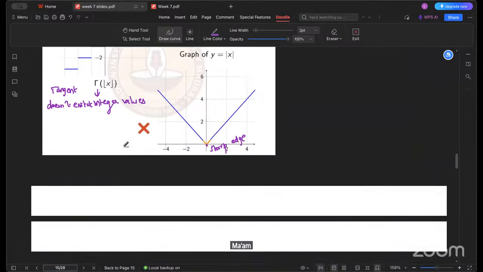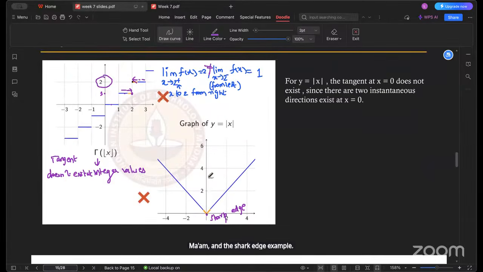Ma'am, in the sharp edge example, the slope is also 0, no, ma'am? The slope at that sharp edge point, ma'am. The tangent is 0, no, ma'am? There is no tangent. And it will be a horizontal line parallel to the x-axis, no, ma'am? No. It is not a horizontal line parallel to the x-axis. Tangent does not exist.